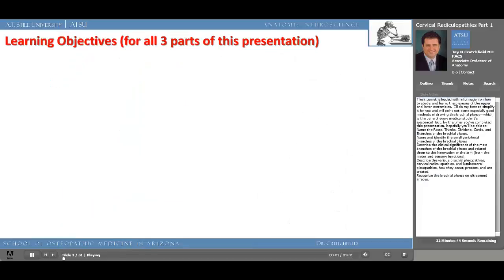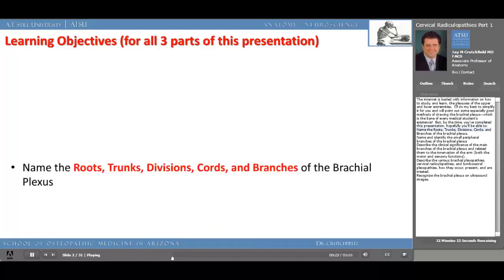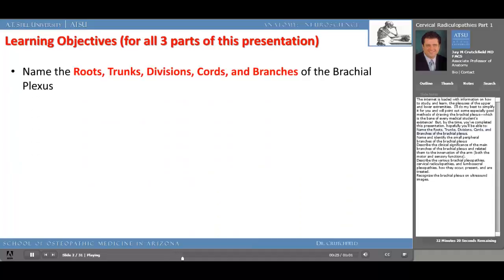The internet is loaded with information on how to study and learn the plexuses of the upper and lower extremities. I'll do my best to simplify it for you, and I'll point out some especially good methods of drawing the brachial plexus, which is the bane of every medical student's existence. But by the time you've completed this presentation, hopefully you'll be able to, number one, name the roots, trunks, divisions, cords, and branches of the brachial plexus.